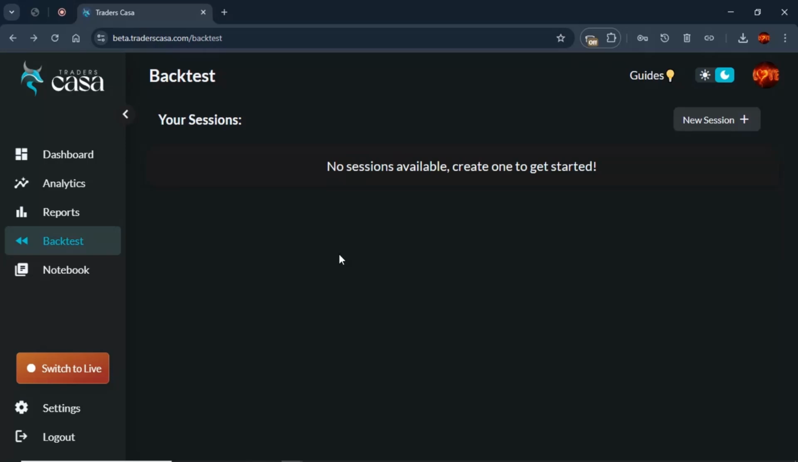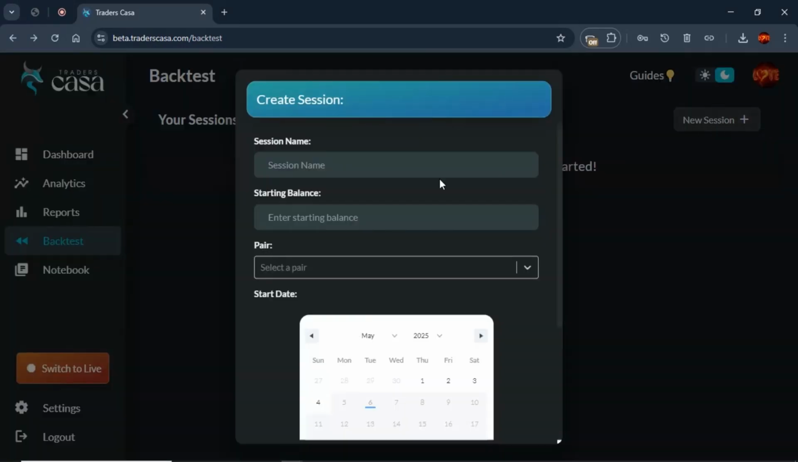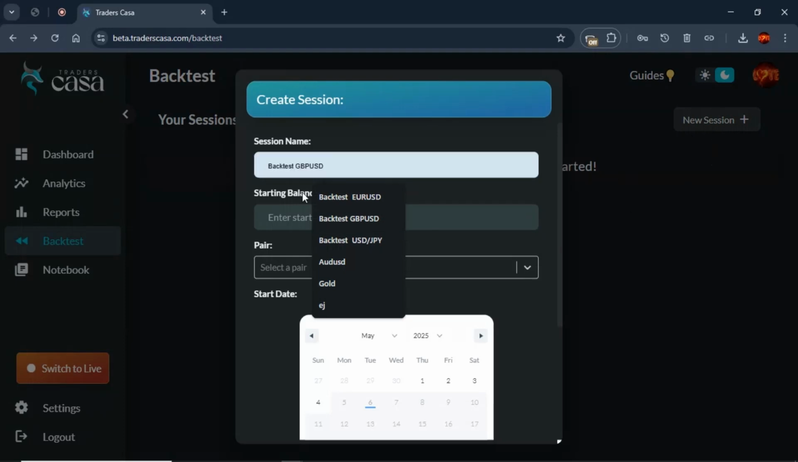plays out in the market and how well it gives you that edge to maneuver your way to making profits in the market. So what you are going to do right now is backtest a currency pair, Euro USD to be specific. All you have to do here is click on new session. Let's create a new session to backtest Euro USD.